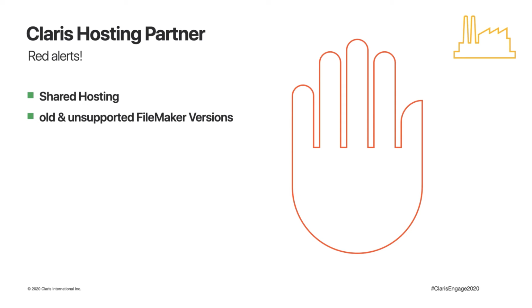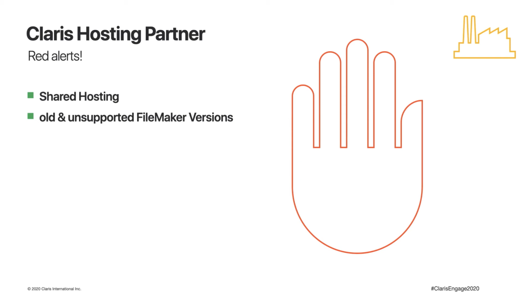If you have chosen or have to choose a Claris partner, be aware. There are some red alerts. Shared hosting is no longer allowed if you're not hosting an SBA solution. So you can only do shared hosting with old FileMaker versions. And old and unsupported FileMaker Server versions, you should not use them anymore, especially not in the cloud, because they could contain some vulnerabilities that will not be patched and updated by Claris anymore.